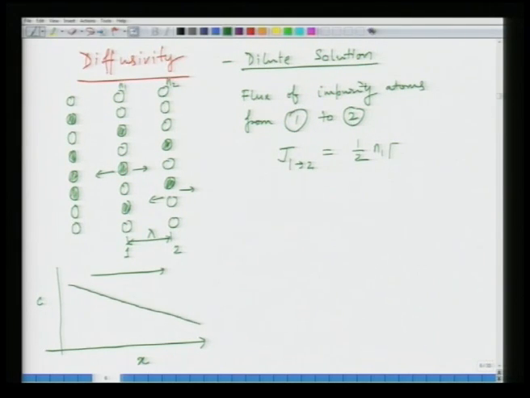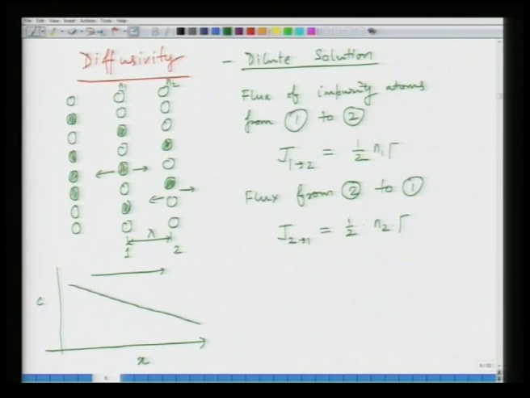So, we will take that as 1. So, this is, let us say, the flux from 1 to 2. Similarly, flux from 2 to 1 is J 2 to 1, and that is given as half n2 tau, if n2 is the number of atoms on plane 2 and tau is again the jump probability. So, half n2 tau.